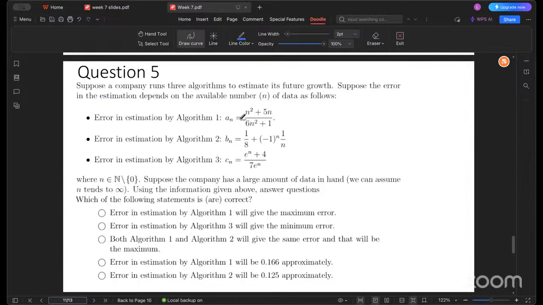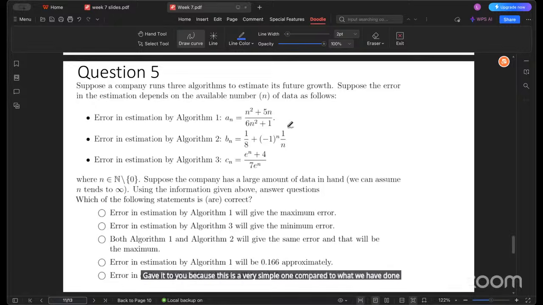All right. Suppose a company runs 3 algorithms. I'm going to give this completely to you because this is a very simple one compared to what we have done so far. I recommend you all read it yourself. I'll give you 10 minutes time. In this 10 minutes, please don't tell what your answer is, because let the others also have some time to think on their own. So please, it's a request to everyone.